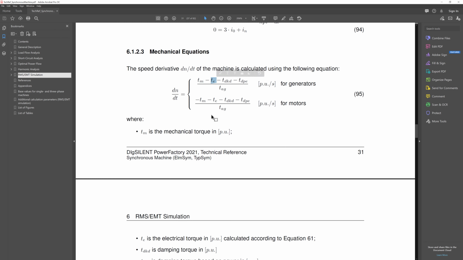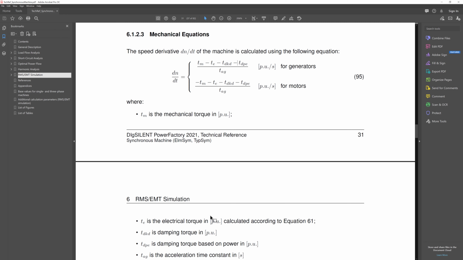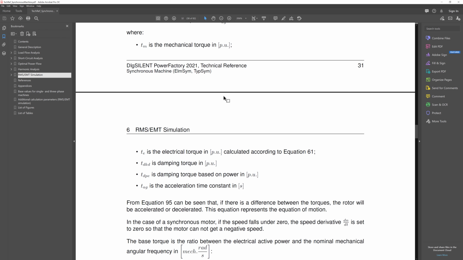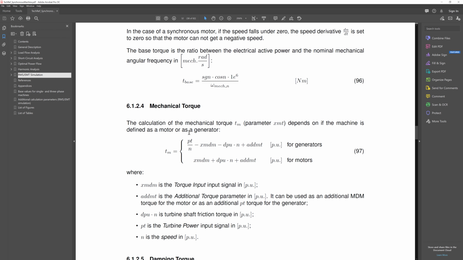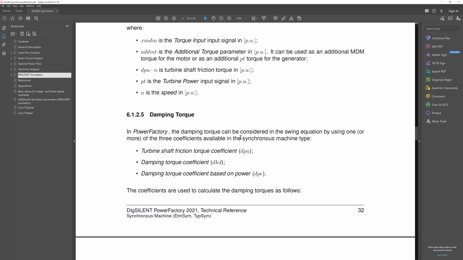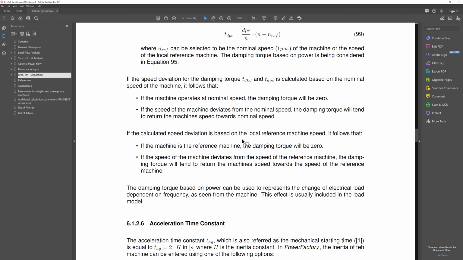PowerFactory uses a full version of this equation. This is mechanical torque, this is electrical torque, but PowerFactory is also able to include damping torque inside the machine, okay? This equation 95 is equivalent to the swing equation or the electromechanical model used by DIgSILENT PowerFactory internally, okay? And here you can see the representation, you can see equation 97, and that is to represent the mechanical torque, okay? Here you have the damping torque, and you can keep reading, okay?